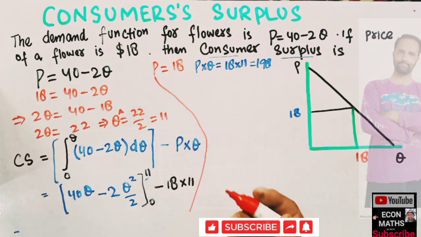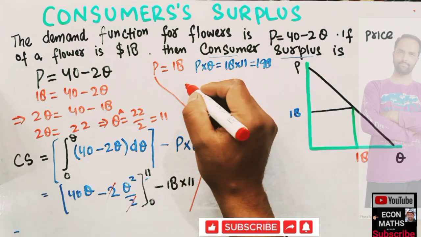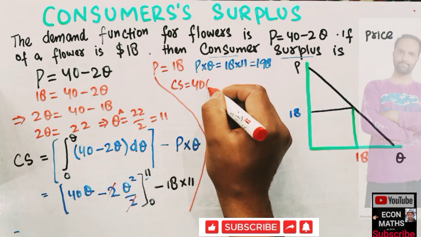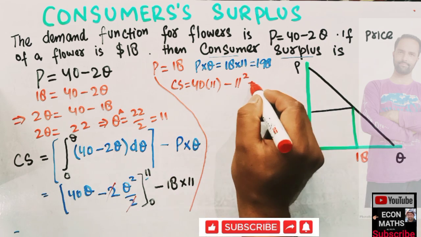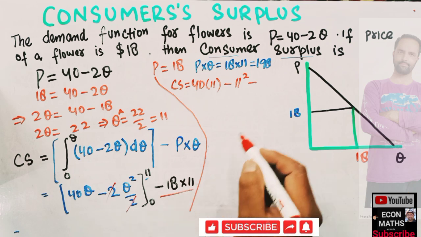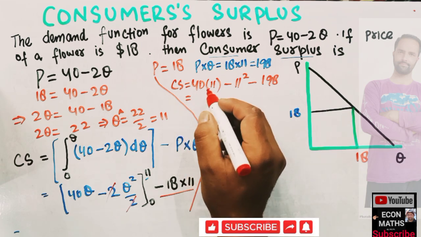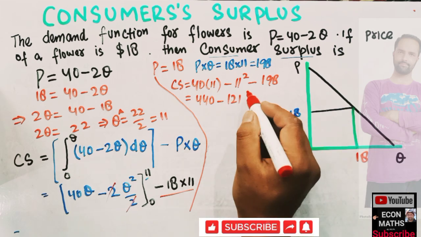So now we will evaluate this at Q equal to 11, then subtract the value at 0. Here let us cancel these two. So our consumer surplus will be equal to 40 into the value of Q, which is 11, minus Q square, that means 11 square, minus 11 into 18, that is 198. So 40 into 11 comes out to be 440, minus 121, minus 198.